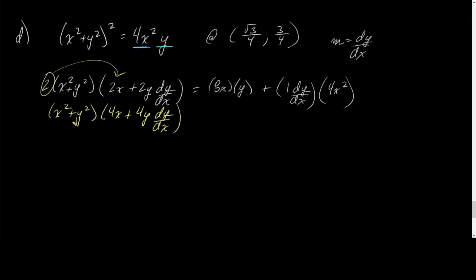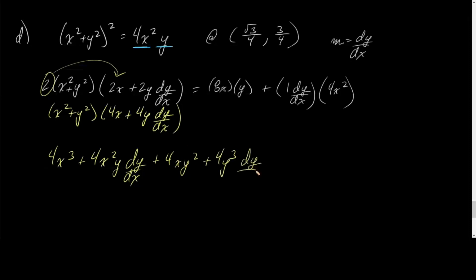The next thing I'm going to do is FOIL this. So I end up with 4x cubed, right? x squared times 4x is 4x cubed, plus 4x squared y dy dx, plus 4xy squared, right? Distributing this y squared, plus 4y cubed dy dx. So in there, all I did was FOIL this stuff out. And we've got that being equal to, on the right side, well, let's rewrite this a little bit.